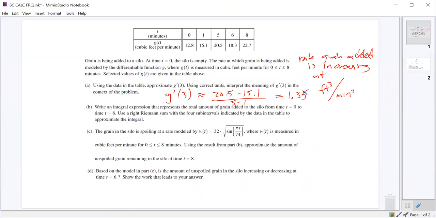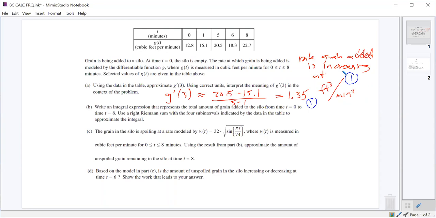Good? Great. They gave you 2 points for that, 1 for the number and 1 for your interpretation with the units. So if you just had the number, you got a point even if you had the wrong units.